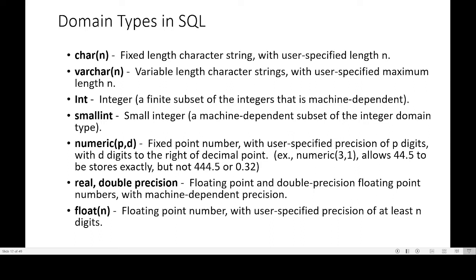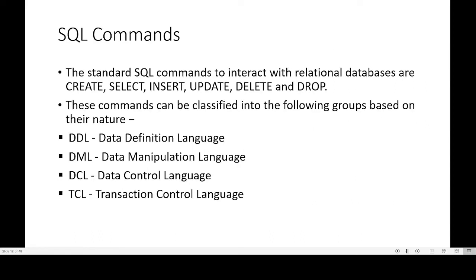Then we have real and double precision also, it is for floating point and double precision floating point numbers. Then another one is float(n). So here we can give the user specified precision of at least n digits. Then coming on to SQL commands, the standard SQL commands to interact with the relational database are create, select, insert, update, delete and drop.